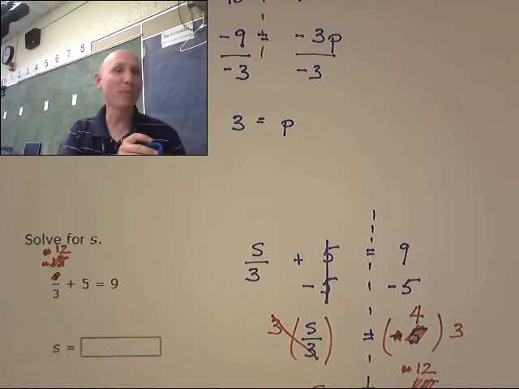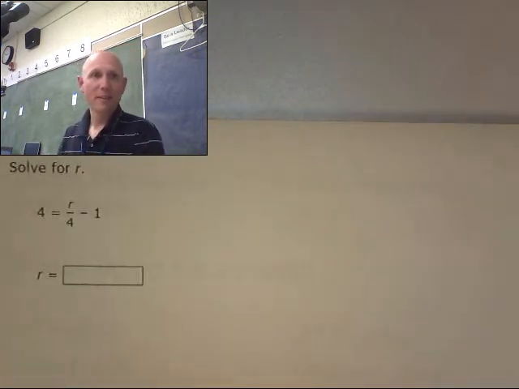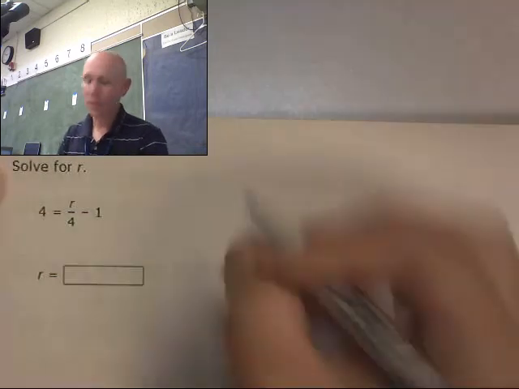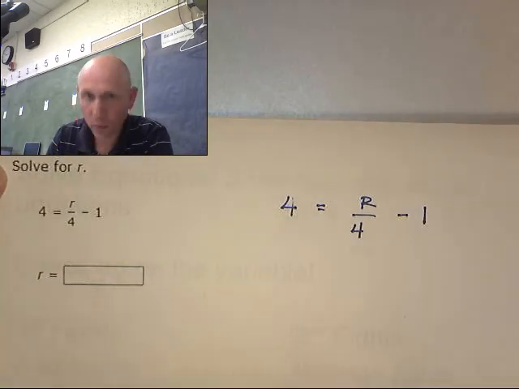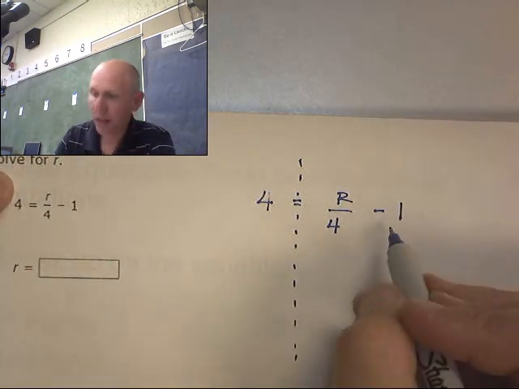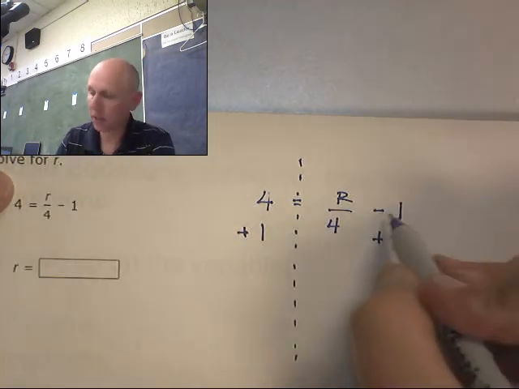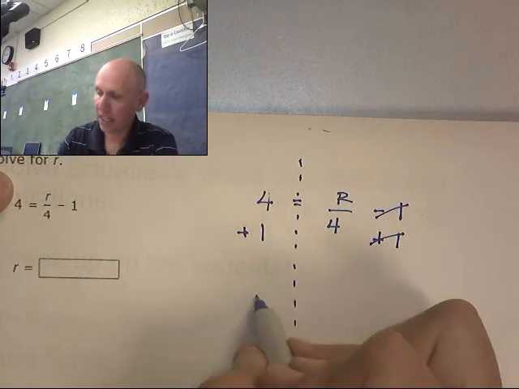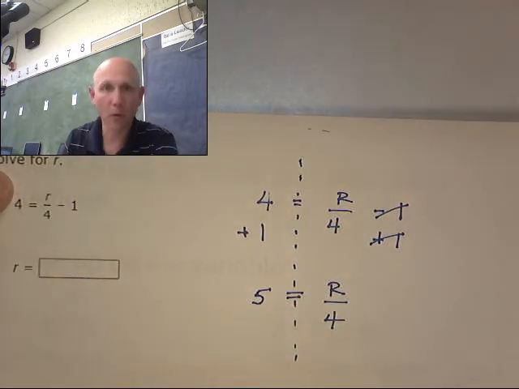Okay, I still have 2 more problems to do. Did I get the other one right? I did, okay. Let's try this again. Where's this problem? R. 4 equals R divided by 4 minus 1. I'm going to deal with this one first. I'm going to add 1 pound to both sides of my teeter-totter. These guys are gone. I bring it down. 5 equals R over 4.